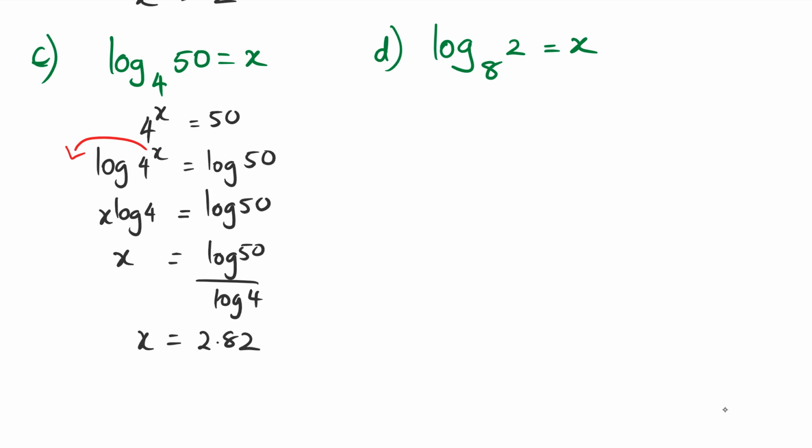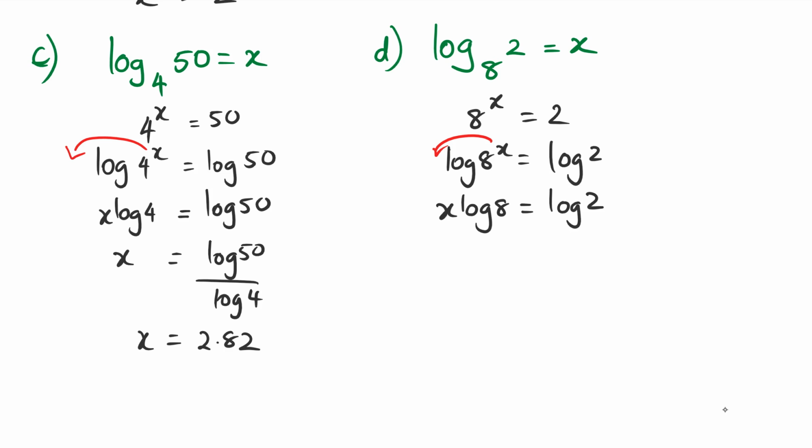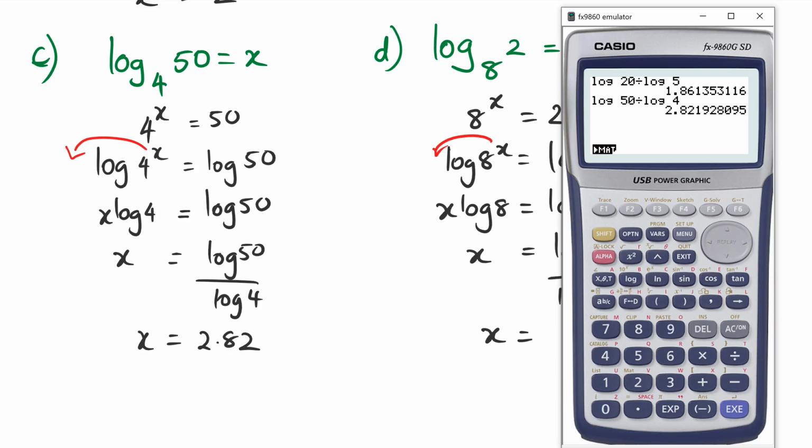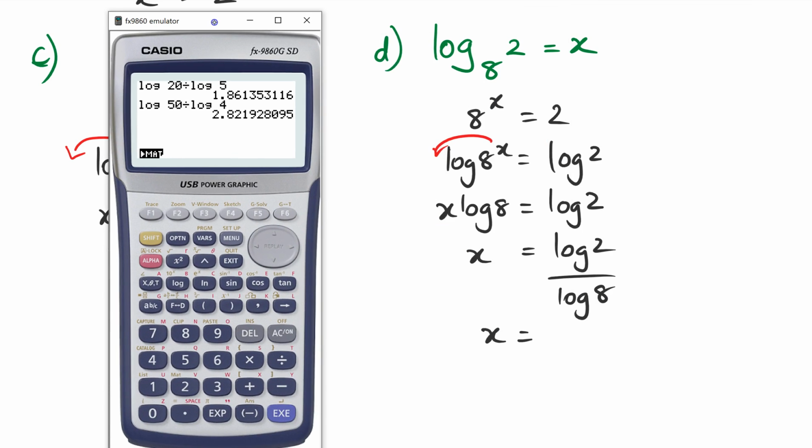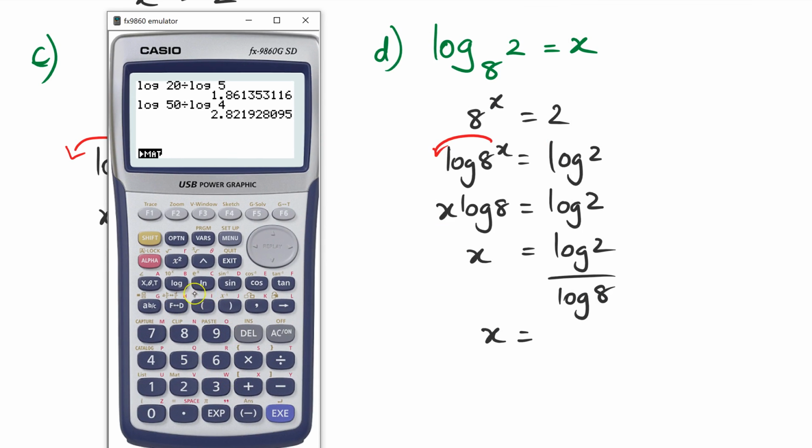Then the next one, we've got 8 to the power of x is equal to 2. All right, so then we're going to take logs again. So we got log of 8x equals log of 2. Bring the x to the front. So we got x log 8 equals log 2. And then x is equal to log 2 divided by log 8, which means x is equal to, we got log 2 divided by log 8.